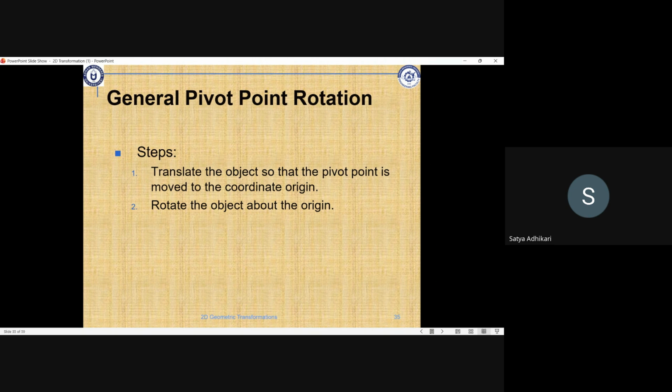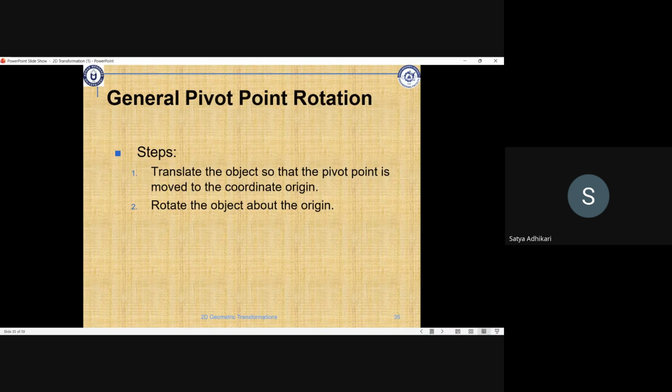Then rotate the object about the origin. We know how to rotate an object about the origin because the pivot point is now at the origin. We have moved the pivot point to the origin by using translation. We know that translation is used to move a point from one point to another point. So once the pivot point moves to the origin, it is easy to perform the rotation.